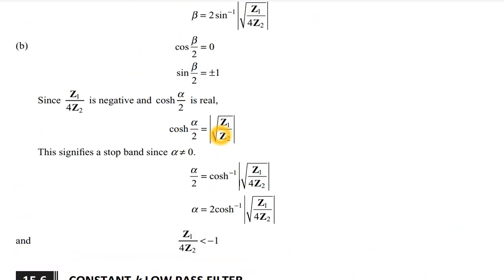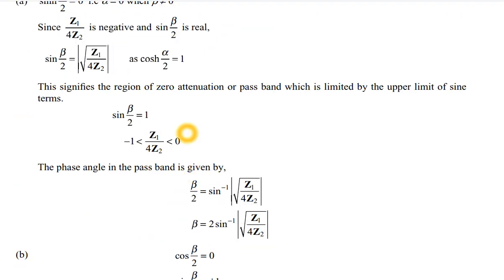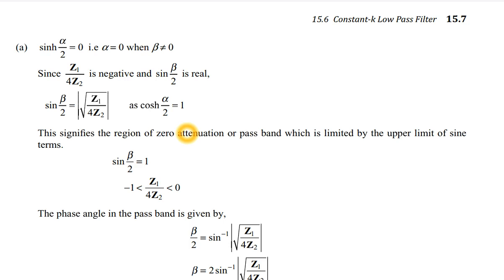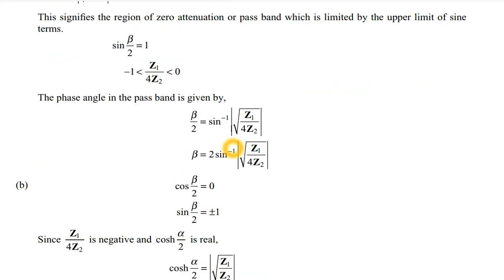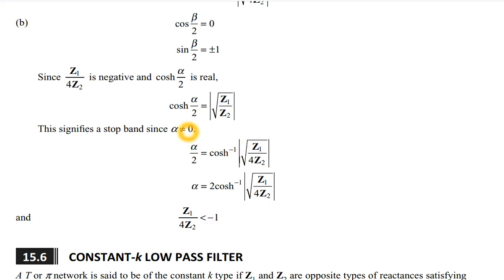Next we will see what is meant by a constant K low pass filter. First of all, what is meant by a constant K filter, then we will see the different possible filters in that case. And listen, for all those filter types, these pass band and stop band conditions are important. We are going to design all the filters based on these two conditions: zero attenuation, that is pass band, and non-zero attenuation, that means stop band. Fine, that's it.